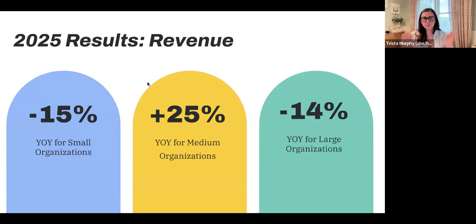And so you've got some similarities between your small and your large, right? Small coming in at about 15% behind last year, and large coming in at about 14% behind last year. And you really see those medium organizations bringing in a 25% increase year over year. I think there are a few things we can assume from this data. Smaller and larger organizations tend to be a little bit less nimble, right? There tends to be a little bit more process and procedure in place.